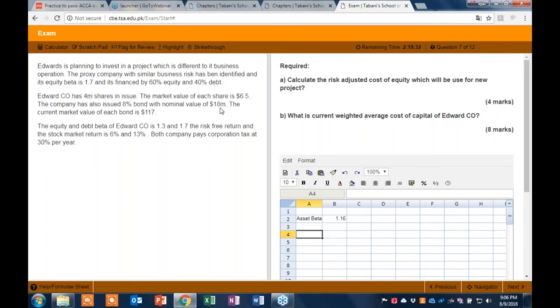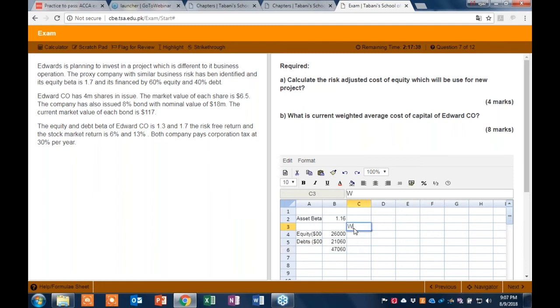It has 4 million shares, with a value of 6.5. So equity: 4 million shares, 4,000 into 6.5. So the total value of equity in thousands, and the total value of debts in thousands will be 18 million nominal value. It means 18,000 divided by par value to find out the total number of bonds multiplied with the market value per bond. So if we sum, we get the total value.